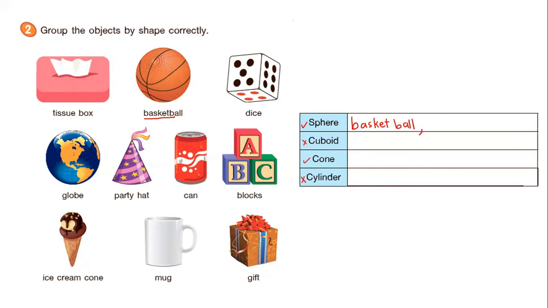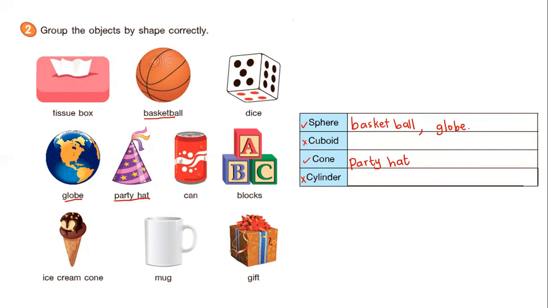Next, we have globe. Okay. You will answer this one for cuboid. Now let me answer for cone. Okay, let's look for it. Yes, party heart.